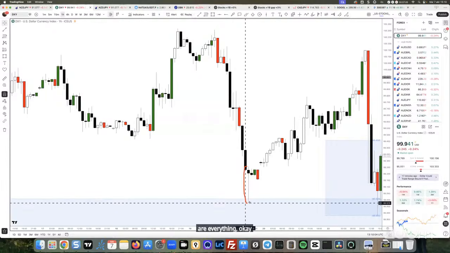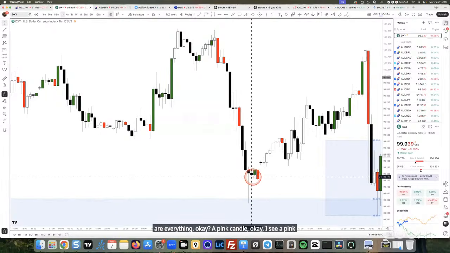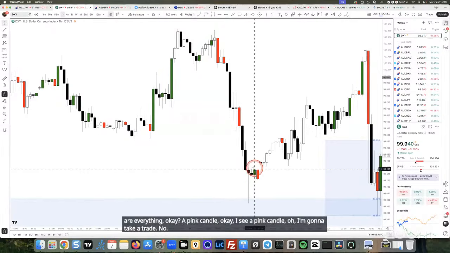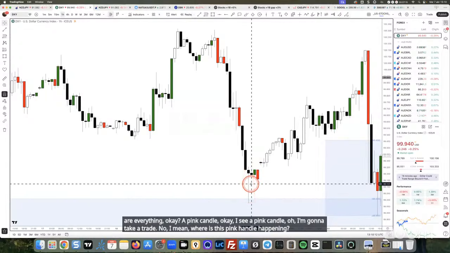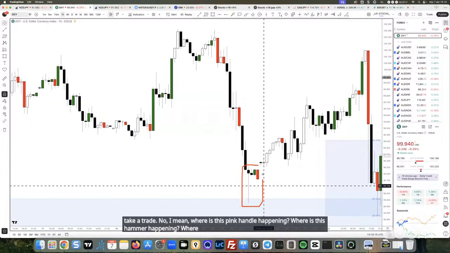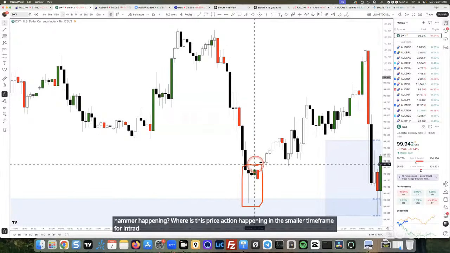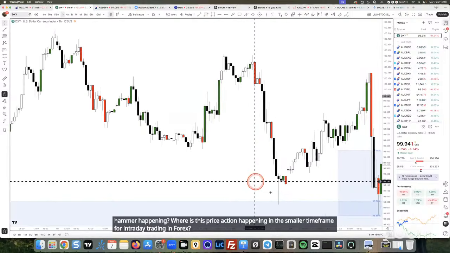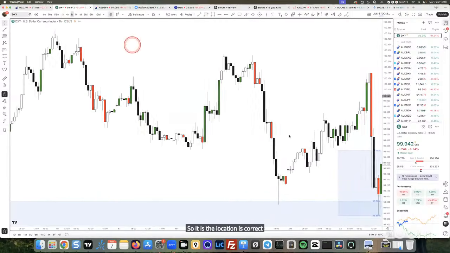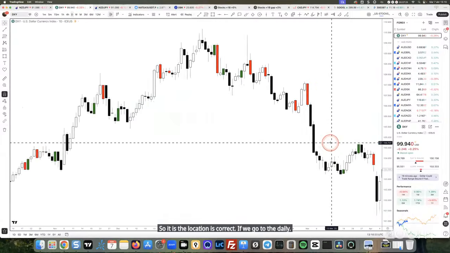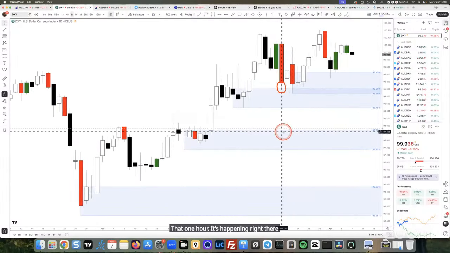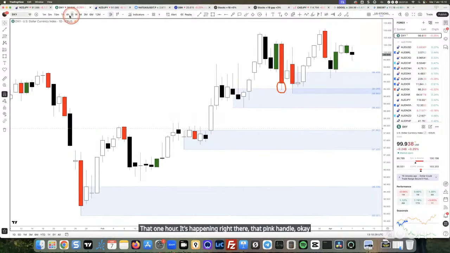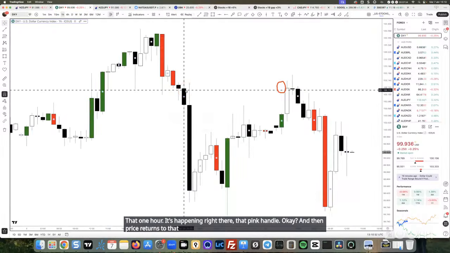Okay, I see a pink candle. Oh, I'm going to take a trade. No, where is this pink candle happening? Where is this hammer happening? Where is this price action happening in the smaller time frame for intraday trading in Forex? So the location is correct. If we go to the daily, that 1 hour pink candle is happening right there. And then price returns to that imbalance again.